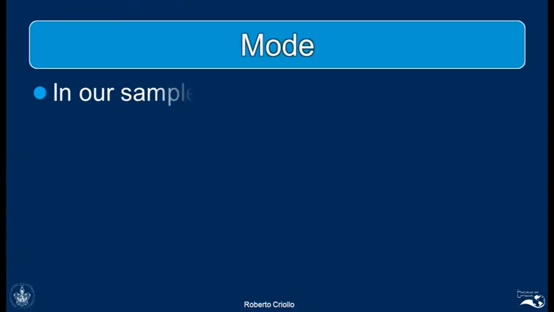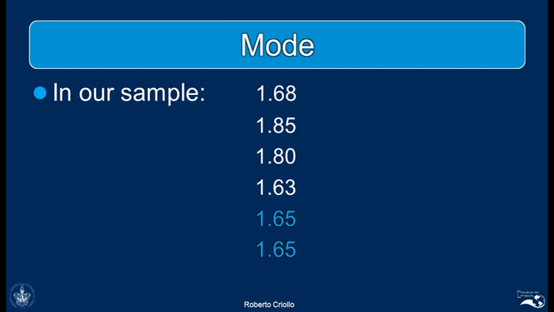To determine the mode in our sample, the only thing that I have to do is to list all of the heights and then see which of them appears more often. In this case, it is 1.65. Two people measure 1.65 meters. So in this case, we can see that Napoleon is 1.68, and so he's taller than the mode of the group.